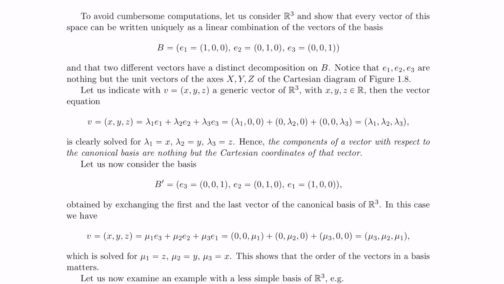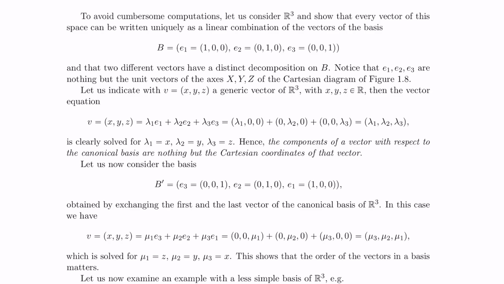As you can see, it is clear that the solution of this vector equation is given by lambda 1 equals x, lambda 2 equals y, and lambda 3 equals z. Hence, the components of every vector with respect to the canonical basis are nothing but the Cartesian coordinates of that vector. This happens only for this basis, and this is the reason why we call it canonical.